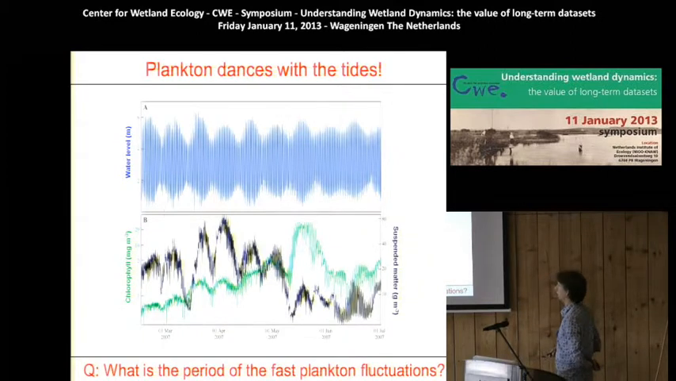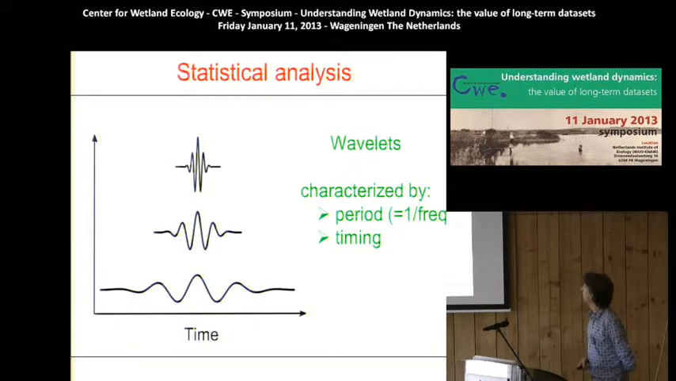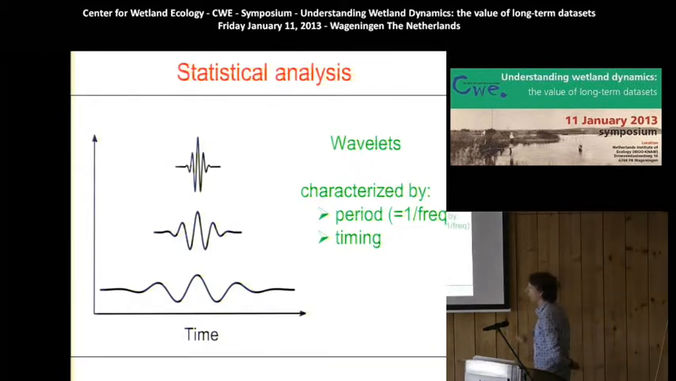So one question here I have for you is, what will be the period of the fast plankton fluctuations? Any idea? It's trivial, right? 12 hours, right? That's what you would expect. So let's do the analysis and see whether we can find this 12 hours.